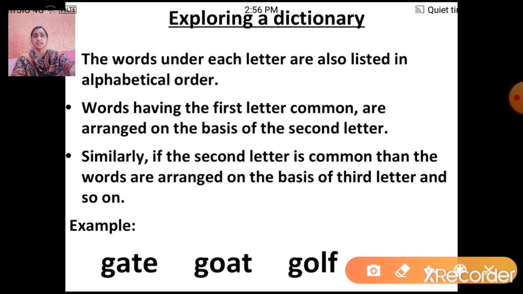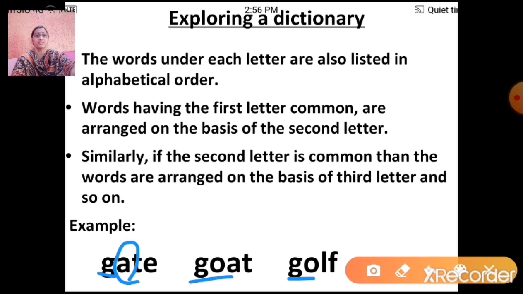Now, in these words, we have the letter G as common, correct? So, we will look at the second letter of these words in the alphabetical order, right? Now, the letter A will come before the letter O, right? So, now in this case, the word gate will appear first, right?